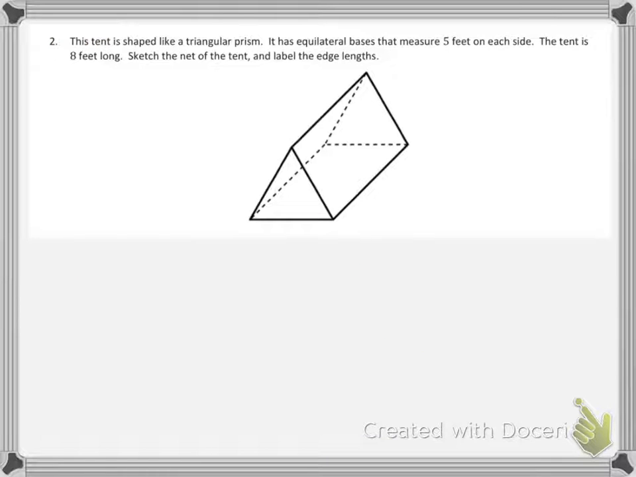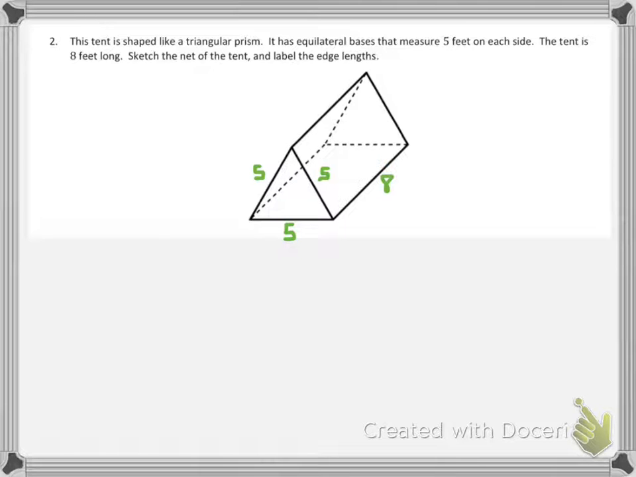All right, number 2. This tent is shaped like a triangular prism. It has equilateral bases that measure 5 feet on each side, and it's 8 feet long. So I'm going to just label this. This is 5, this triangle leg is 5, and then this one's also 5, and then it's 8 long, so 8 feet that way.